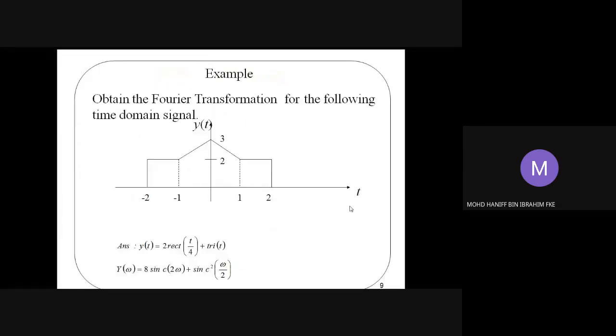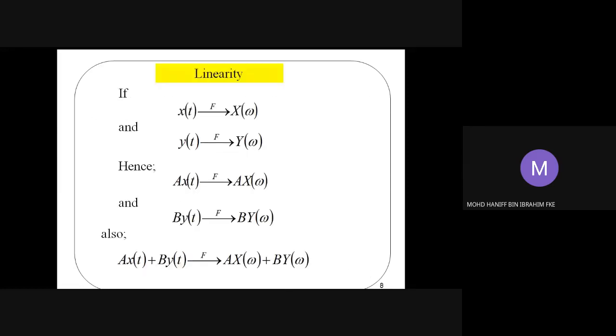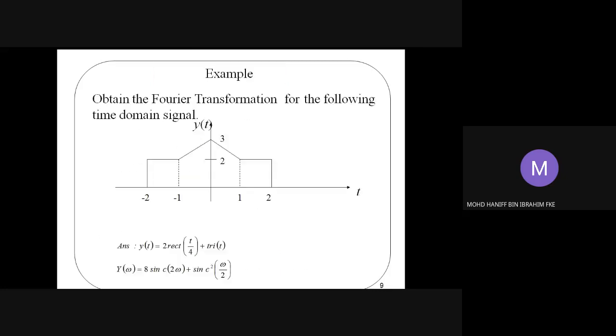Right. So the next property, we're going to have a look at the example that actually implies the linearity properties. So we have these signals, and we need to find out what the Fourier transformation for the y(t) signal should be. The y(t) is said to have this form of signal.